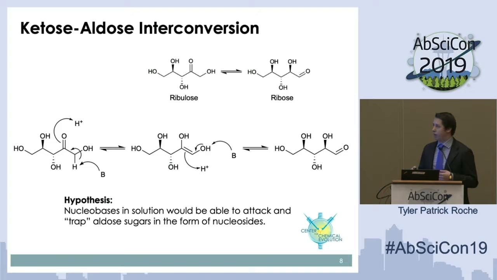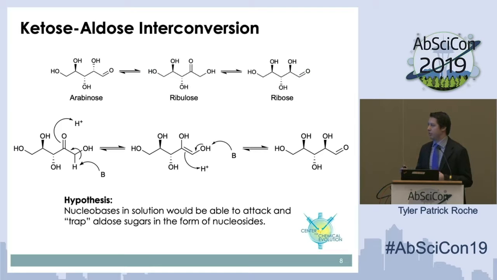And in fact, you could have the same sort of thing happening with arabinose, which is just another isomer of ribose that differs based on the chirality of one of the carbons. So my hypothesis when looking at these sugars is that perhaps the nucleobases in solution could attack and trap the aldose sugars, but not the ketose sugars, in the form of nucleosides. And this is perhaps how the nucleosides were able to be formed on the early Earth.